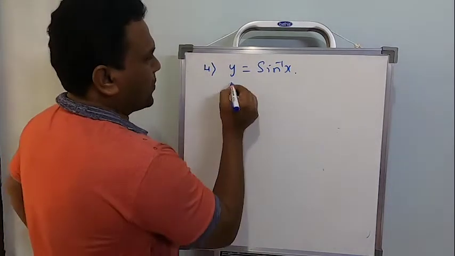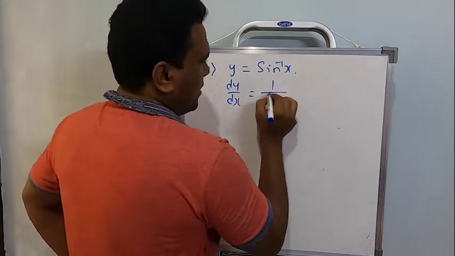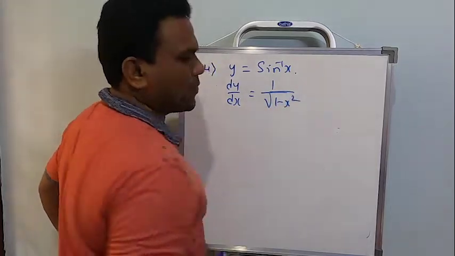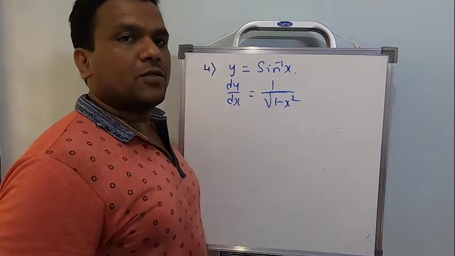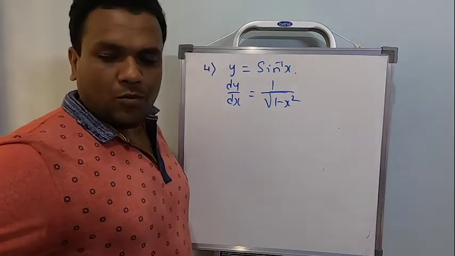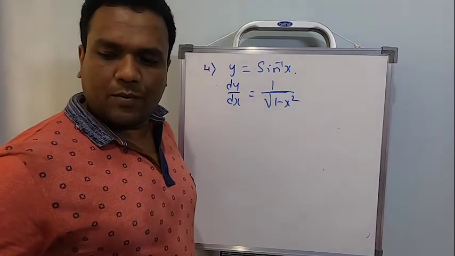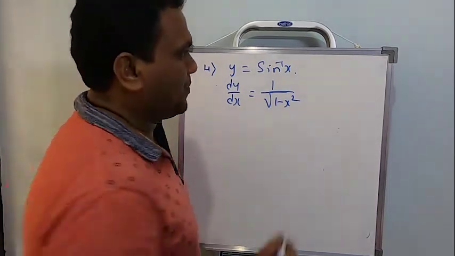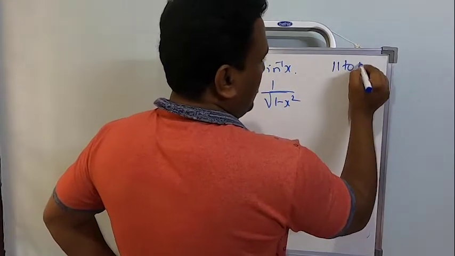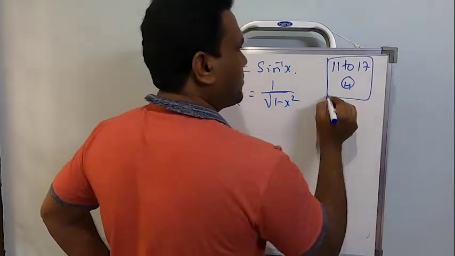Now just observe. I'm going to differentiate for the first time: dy by dx is 1 by root of 1 minus x square. We want d square y by dx square also. Okay, now student, let me tell you one thing. This problem, and in the exercise, you have to see problem number 11 to 17 along with worked example number 4.